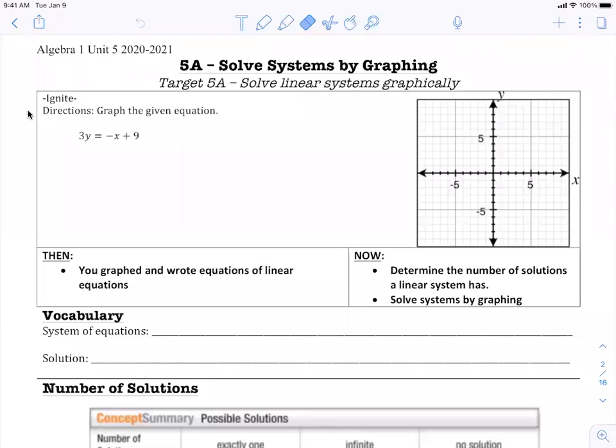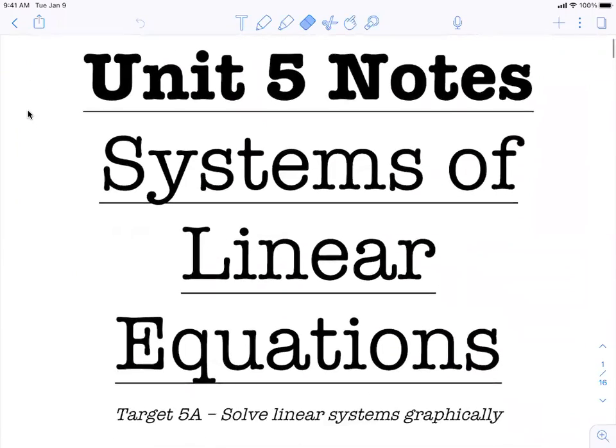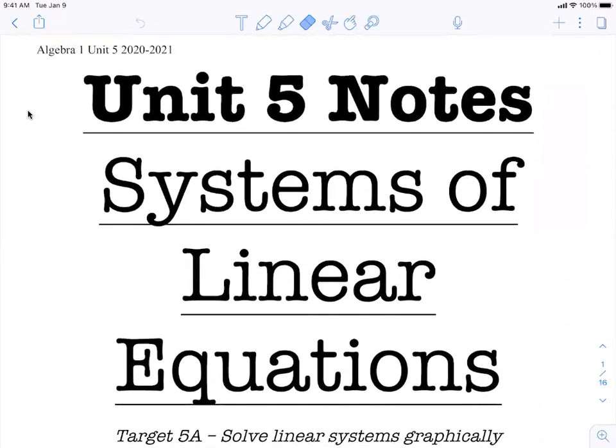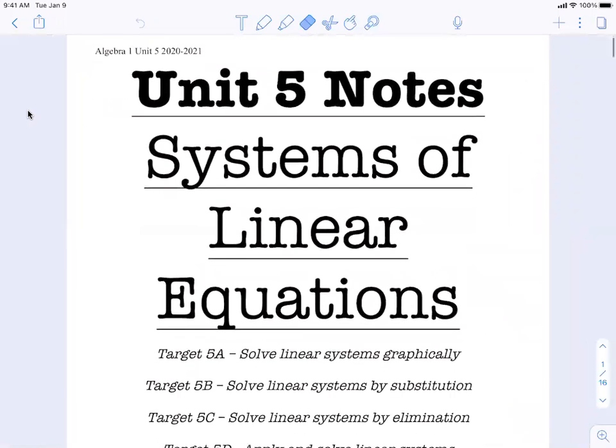Hello, today we're going to be solving systems by graphing. So it's leading us into basically the first day of Unit 5, which is all about solving something called a system, which up until this point, none of what we've been working with has been considered a system.